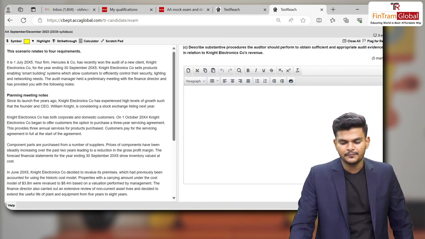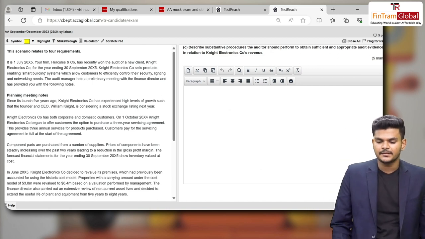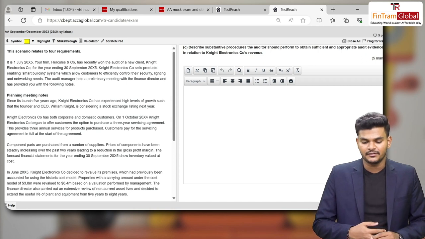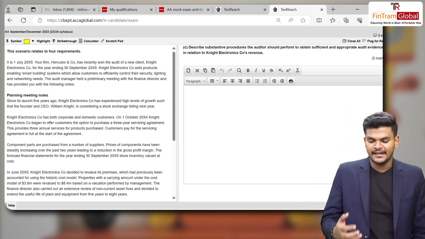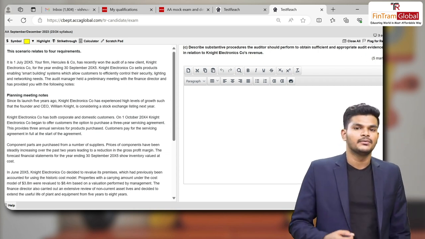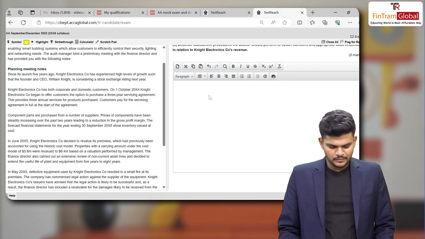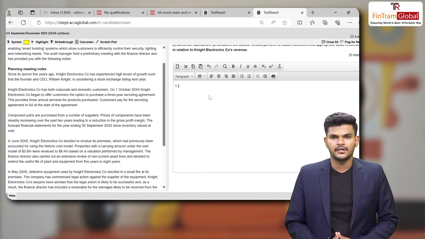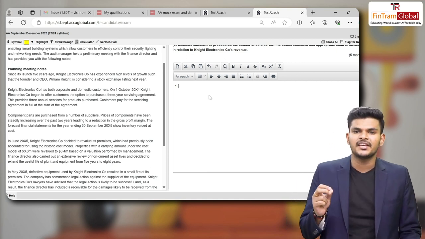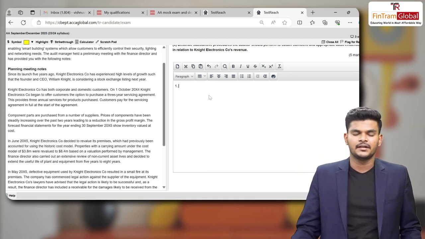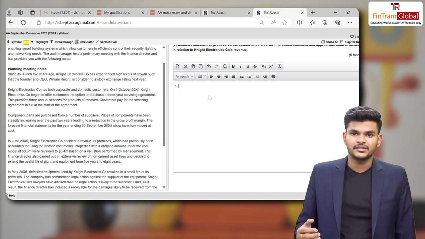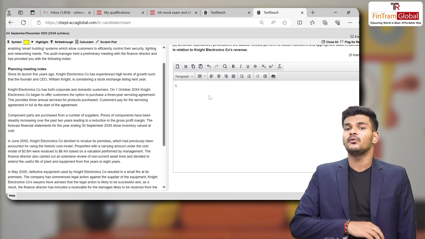We have substantive procedures, right? So what kind of substantive procedures should we perform to obtain sufficient and appropriate evidence on this particular client? That is Knight Electronics Co's revenue. Let's have a look at that, shall we? So folks, my first procedure can be something specific to the particular scenario. Okay, folks, so that's basically something that you have to keep in mind when tackling questions in EE. Like, if you can write some substantive procedure which is specific to the scenario, all the more better.